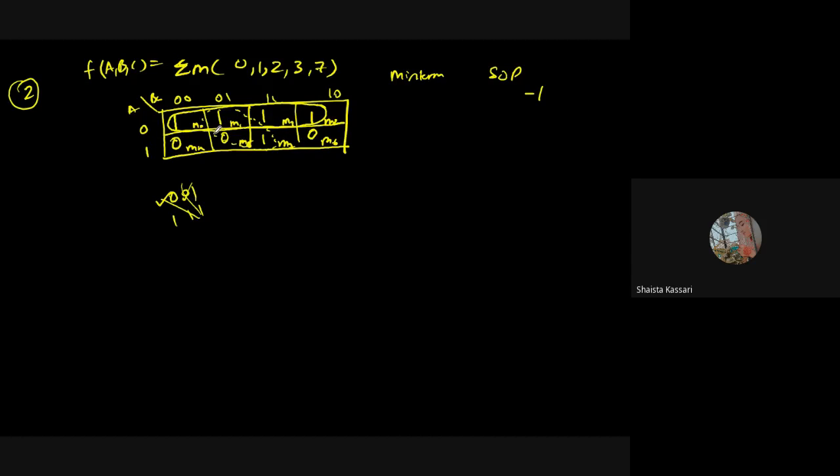So this group is not possible. I can make this as a group, and I can make this as a group. Is it clear? So how many groups are possible? This is group number 1 and this is group number 2. The function is made up of 1 plus 2.